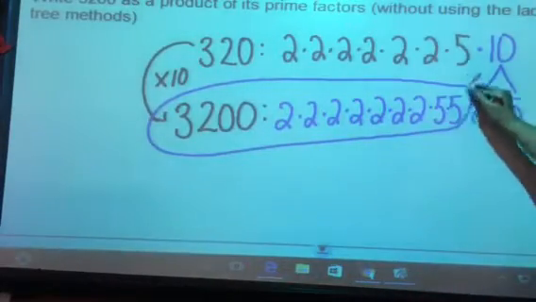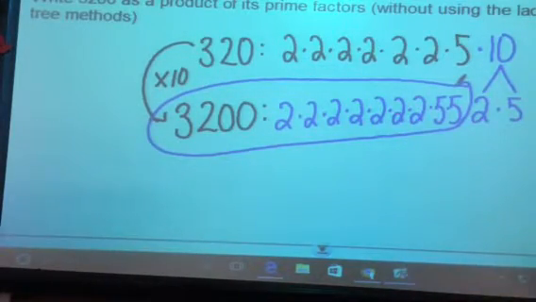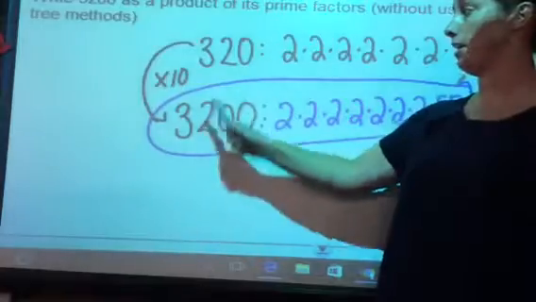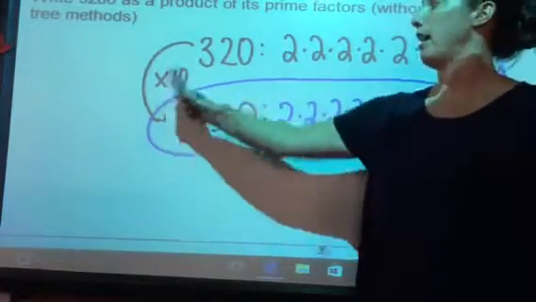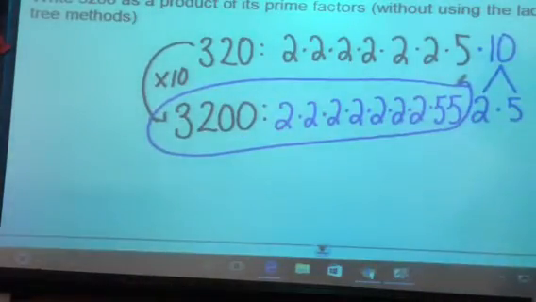So I was able to figure it out just by knowing that to get from 320 to 3,200, I multiply by 10. So hopefully this is helpful when completing the homework.